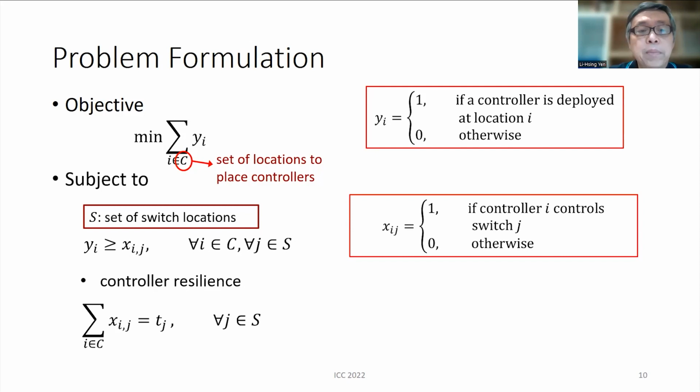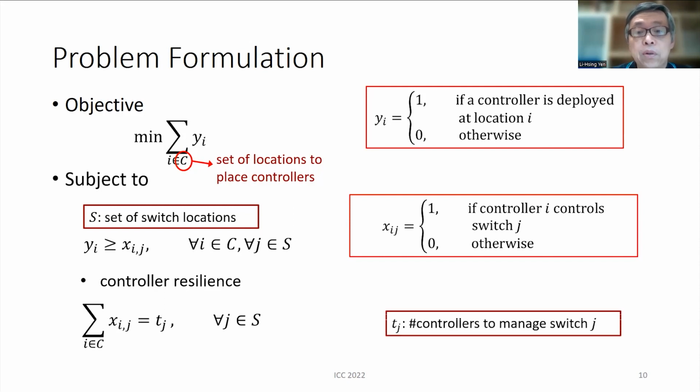And for the requirement for controller resilience, the number of controllers that manage switch j should be equal to T_j. T_j could be larger than 1. It's for resilience, for fault tolerance.